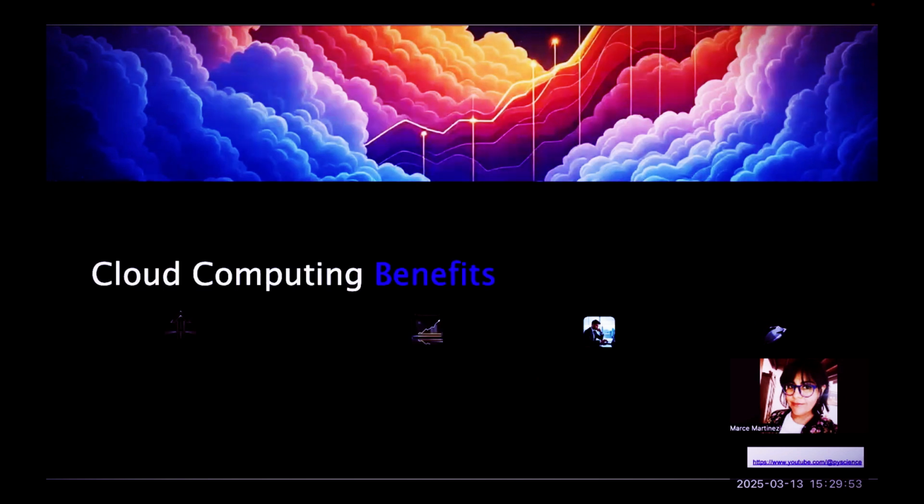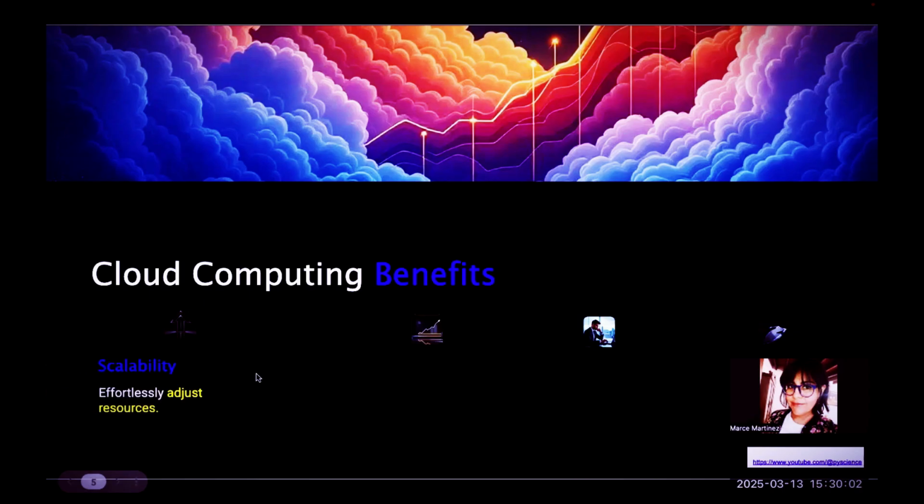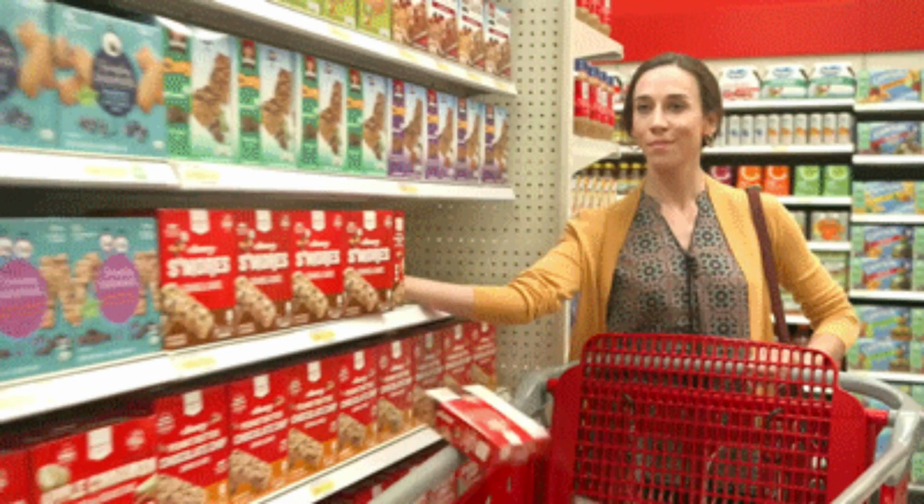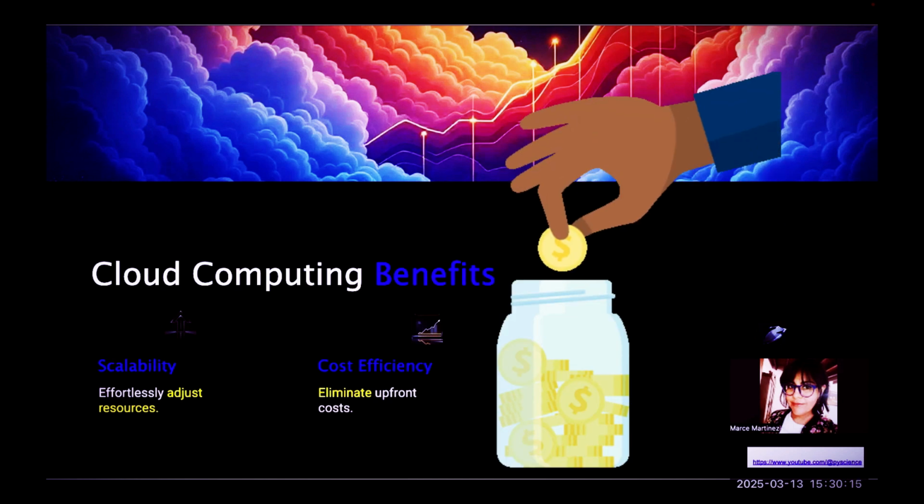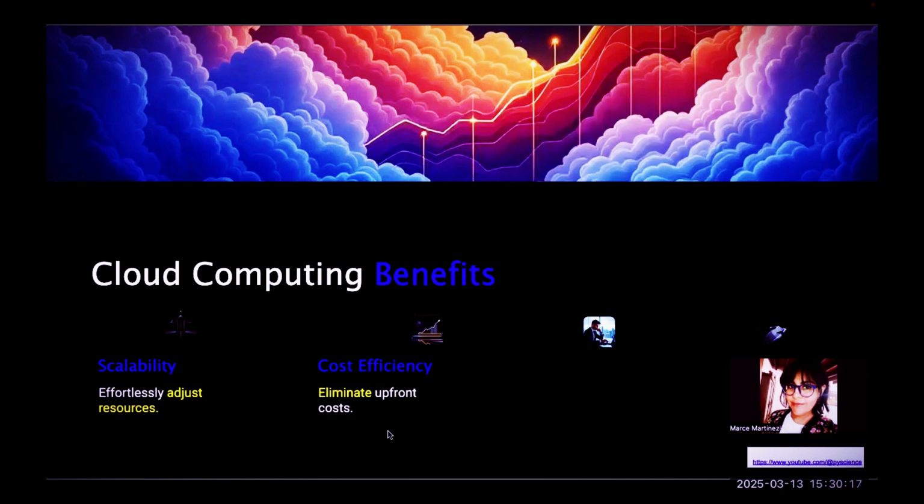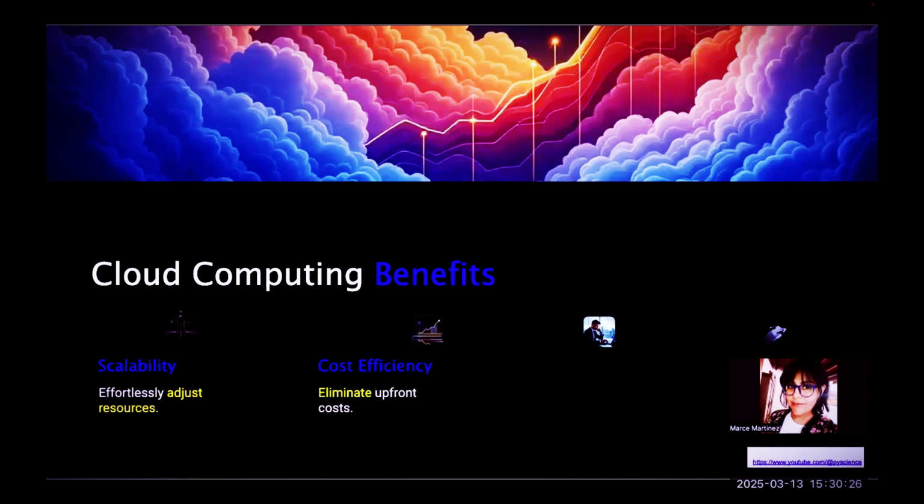The benefits that we can discover by using cloud computing could be, for example, the first one, scalability. Scalability means that we can easily adjust resources based on demand. And then we have cost efficiency. Cost efficiency means that we avoid hardware investments. An example of this could be a startup that uses Google Cloud instead of buying physical servers, and this reduces the initial cost.